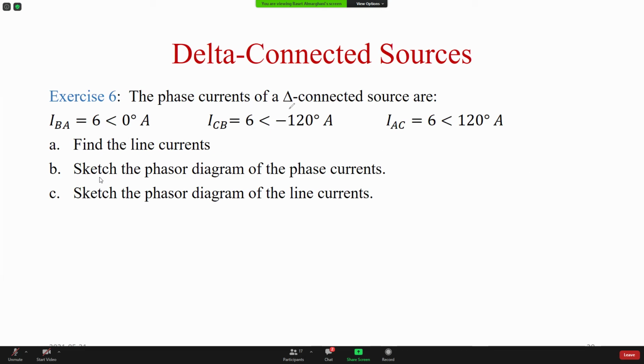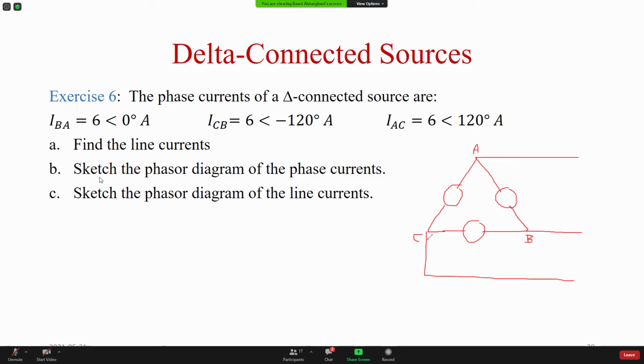So phase currents in delta connection source. So this is the delta connection source. I'm gonna do the delta connection source. It might be very helpful to actually draw. This is the delta connection source. This is A, this is B, this is C. So polarity is like this, polarity toward the B, and this is the polarity toward the C.